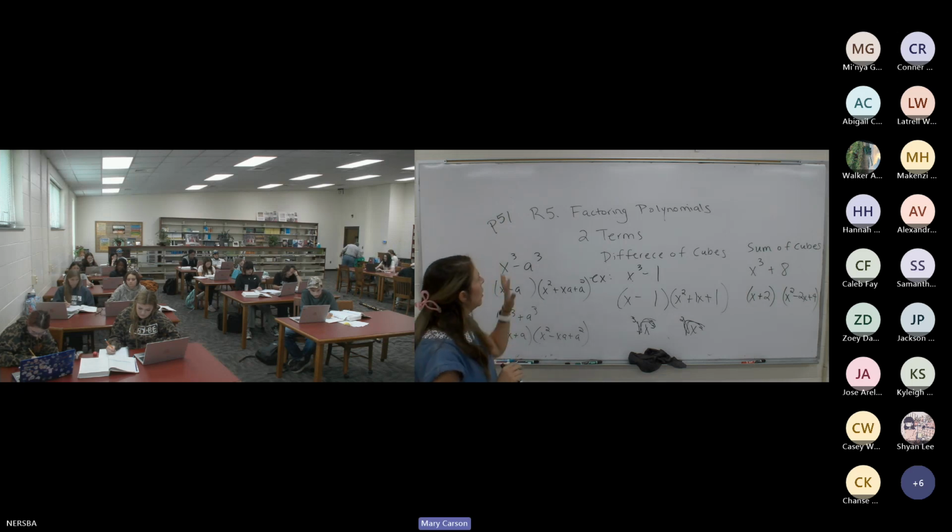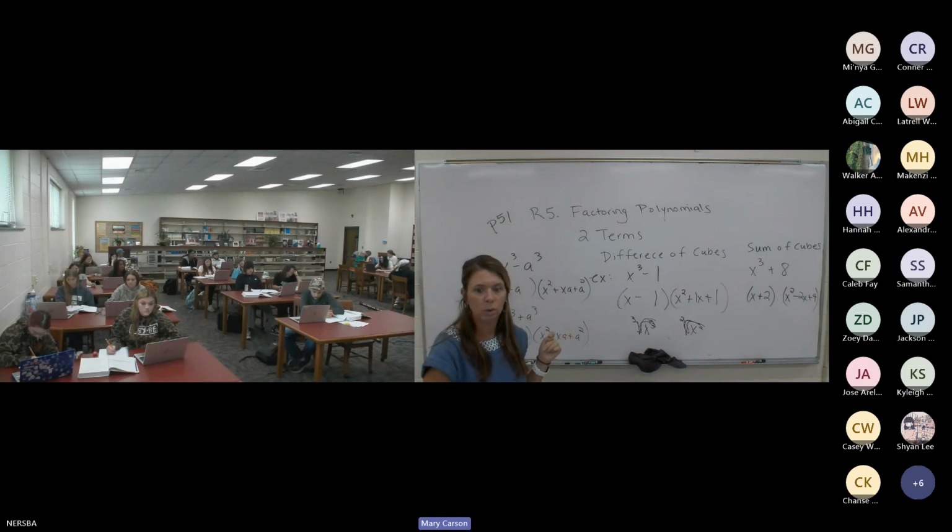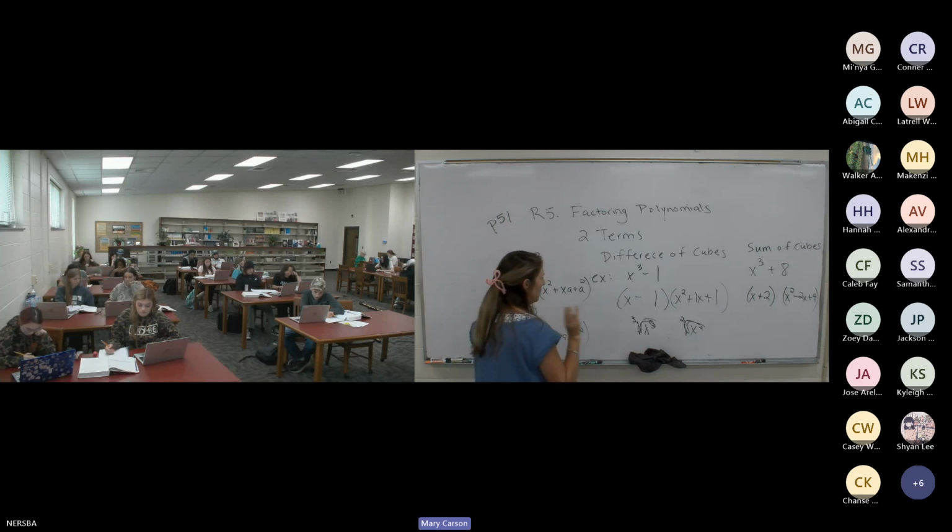So these are pretty much the options for two terms factoring. Check to see if there's a GCF, check to see if there's difference of cubes, sum of cubes, or difference of squares. Those are the three special product ones to check for. Questions on this? All right, so we're going to go ahead and move to factoring trinomials, which is going to be 3 terms.